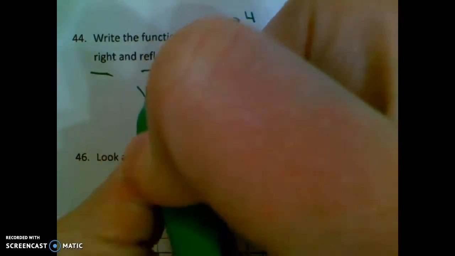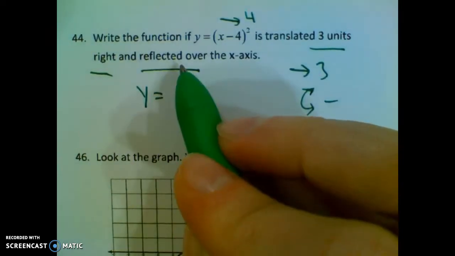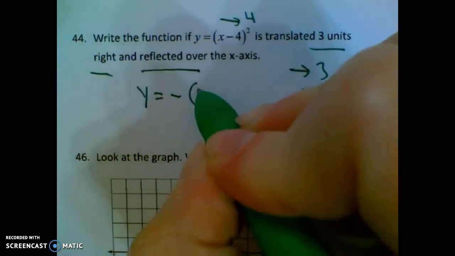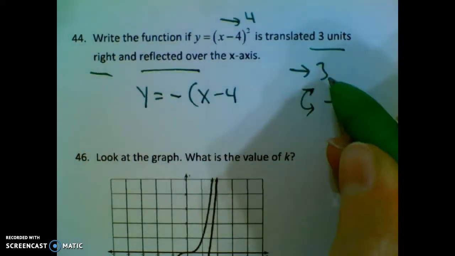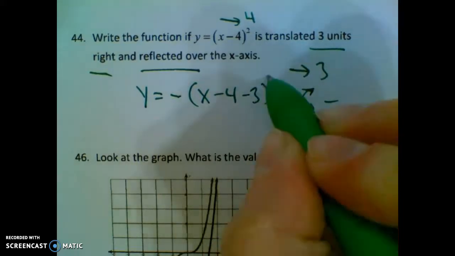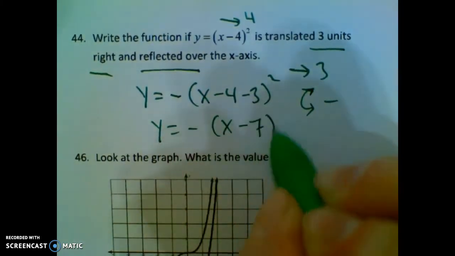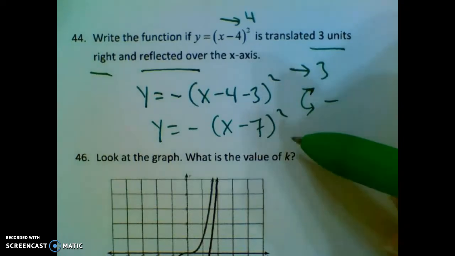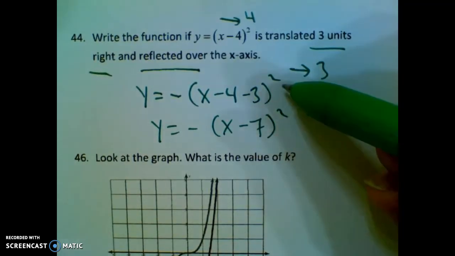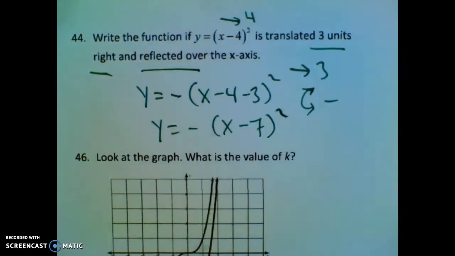But mathematically speaking, reflected over the x-axis makes it a negative, and then you'd say x minus 4, and right 3 means minus 3. But we know that means it's going to be right 7 units. So you could probably skip straight to this answer. You can do that math there as well.